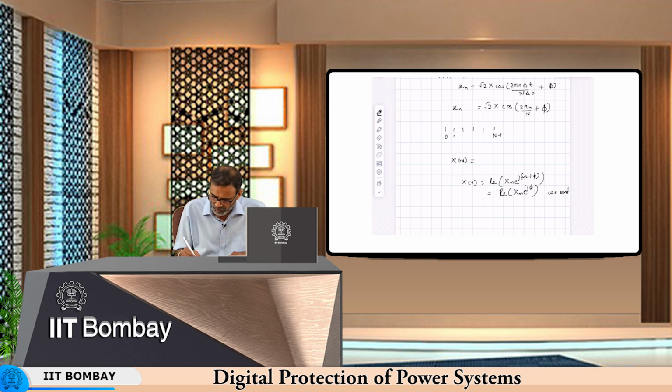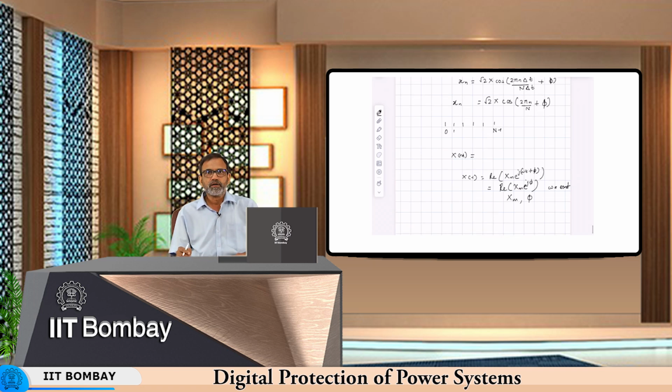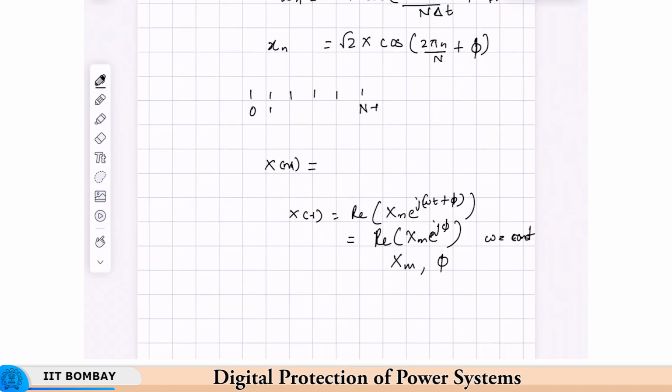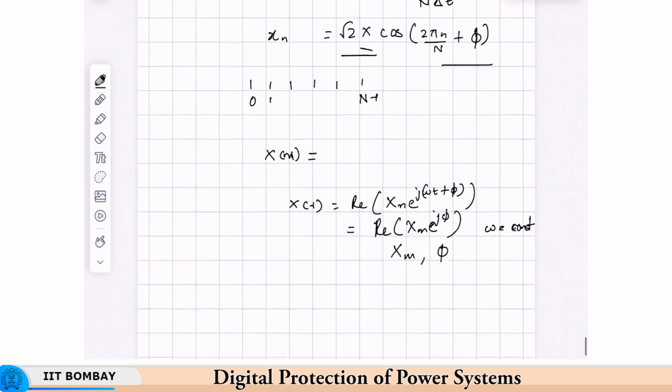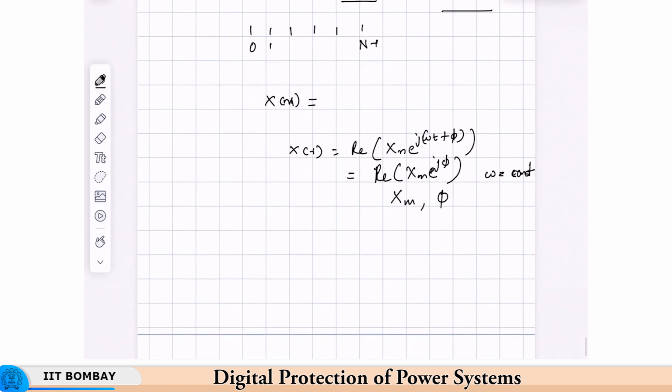Our job is now left to calculate Xm and phi, or X and phi, depending on whether you are looking for the peak value or the RMS value. Later, after a few classes, we will see what happens if omega changes, which leads to DFT leakage and other things. So now we basically just have to calculate Xm and phi for this signal here. Now, what is our DFT expression?